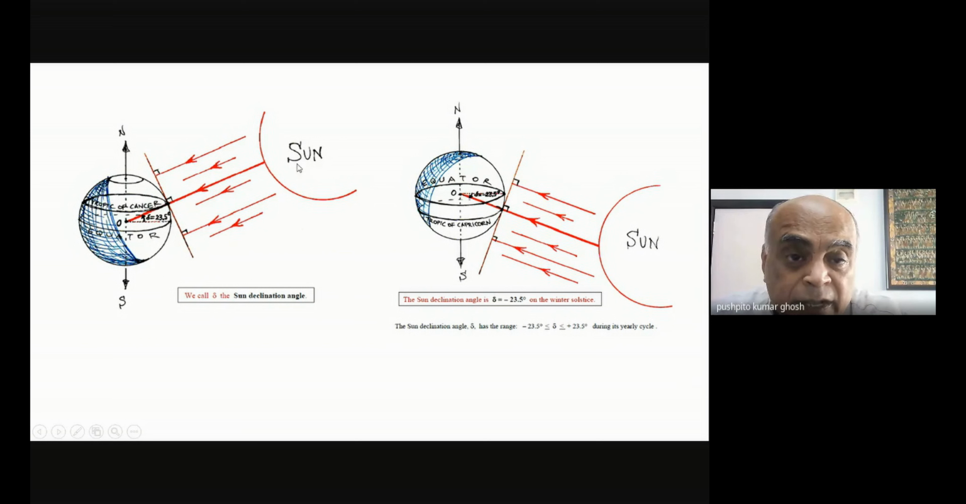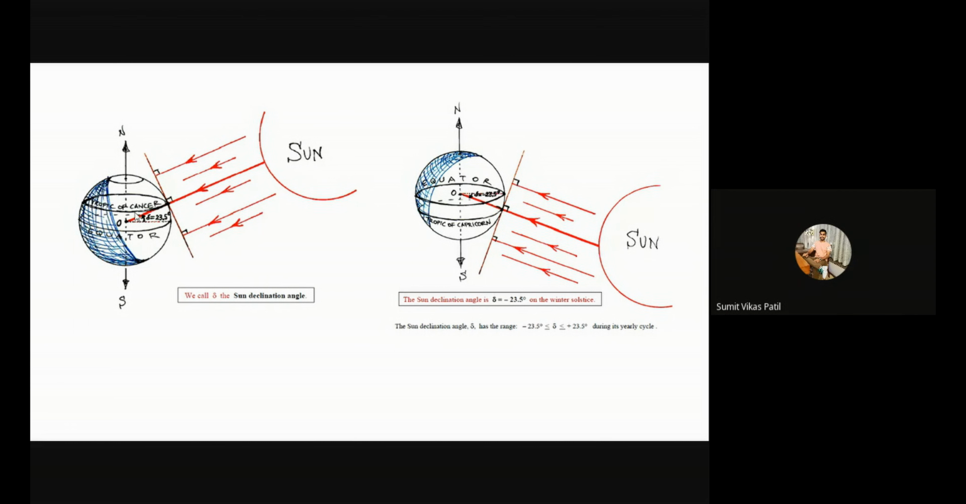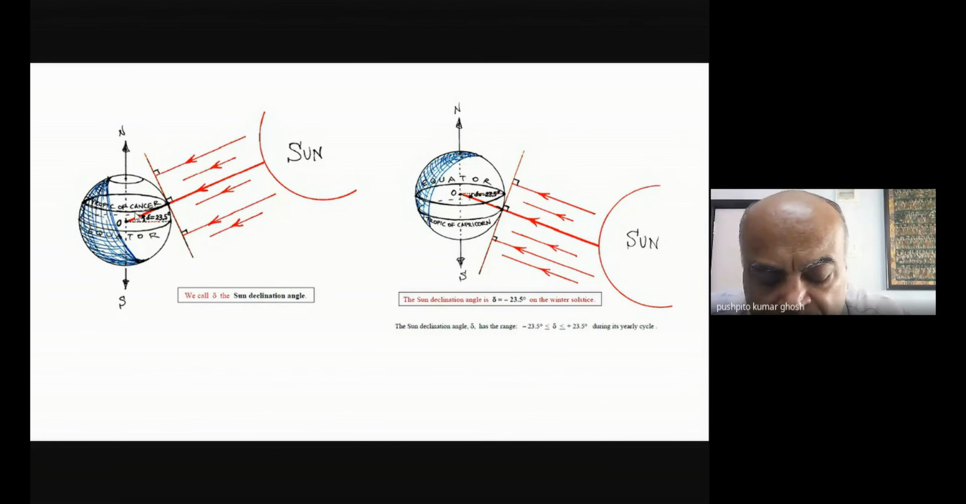Because the sun is really falling on the northern hemisphere, the Tropic of Cancer. Is that clear to everyone? Has everyone understood this, the declination angle? Yes, sir. All clear? Okay.